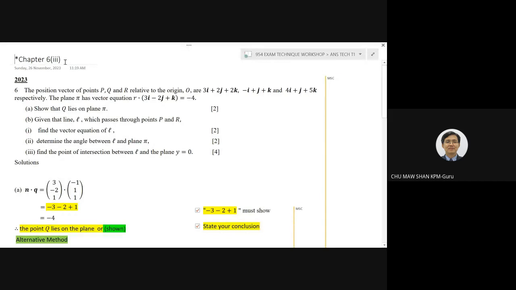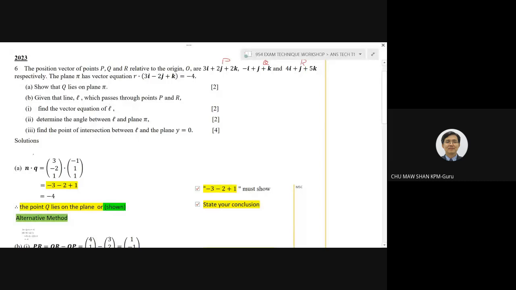So you are given the position vector of P, ini P, ini Q, ini R. So you are given the plane pi. Okay, show that Q lies on the plane pi. So you can just calculate the NQ lah. NQ must give -4, so you get -4. Then you can conclude the point Q lies on the plane. You see, -3, -2, +1 must be shown.